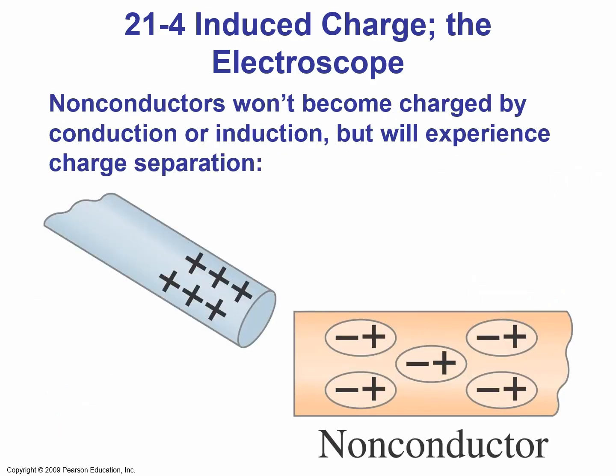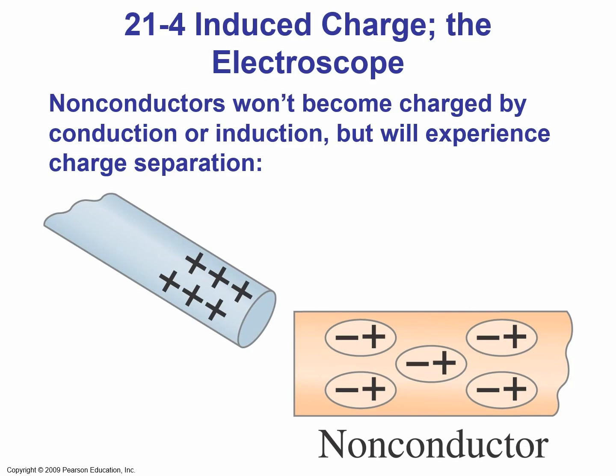So what happens to non-conductors or insulators? These materials, non-conductors, don't become charged either by conduction or by induction because we have neutral atoms inside the insulators, but they can be redistributed inside the non-conductor. So overall, it stays neutral, but they will experience a charge separation, as we can see down here.